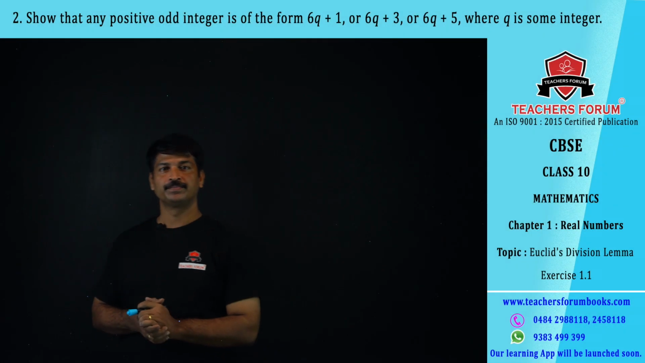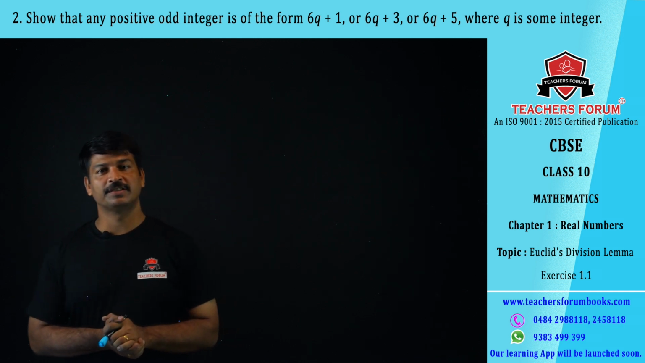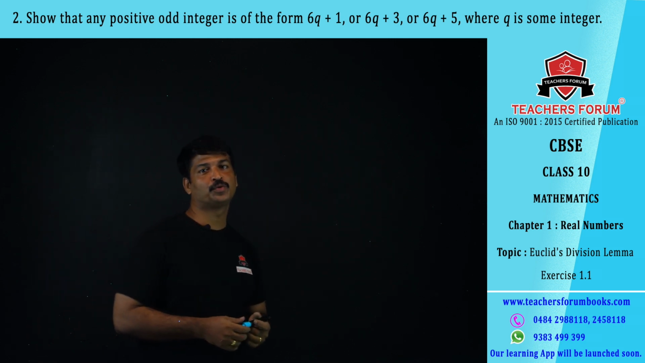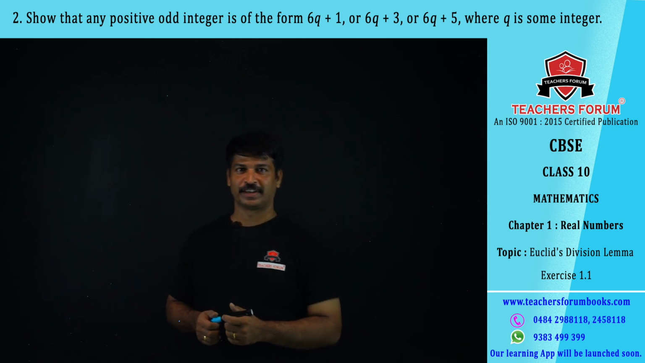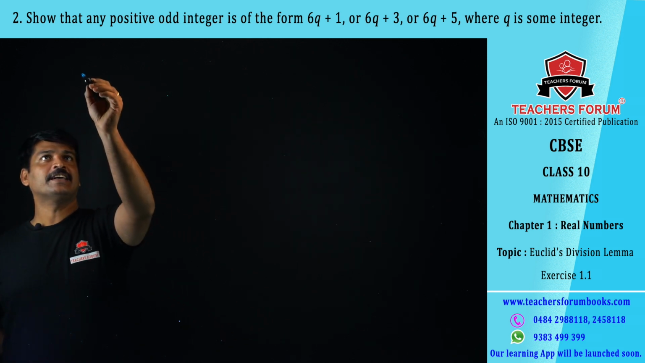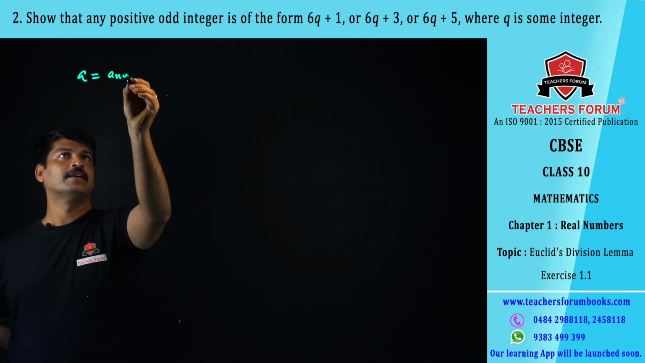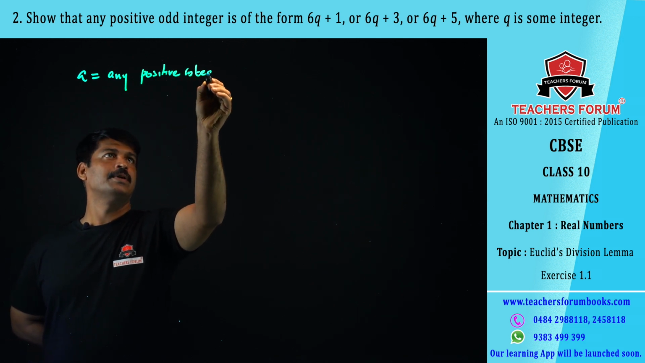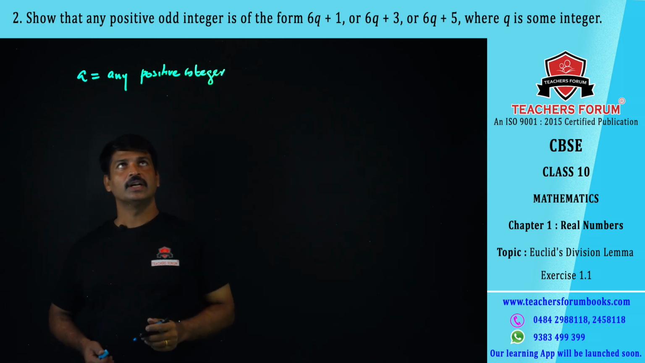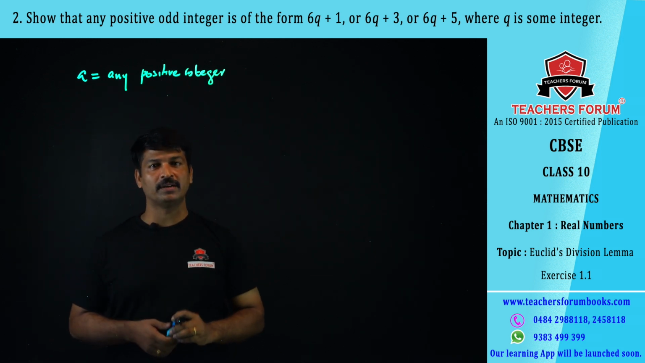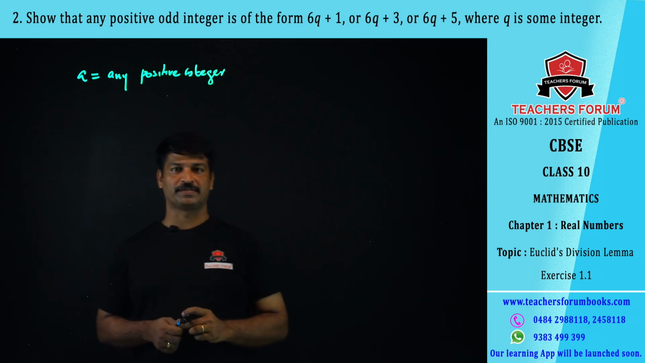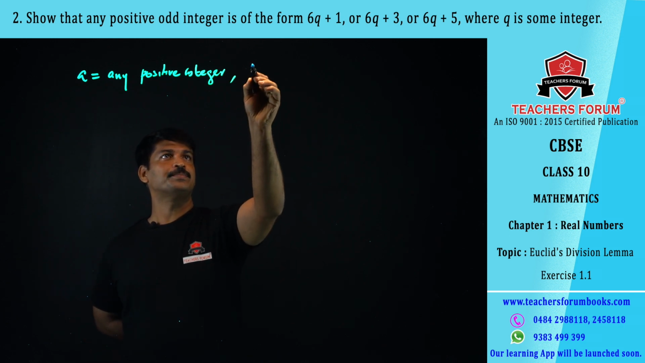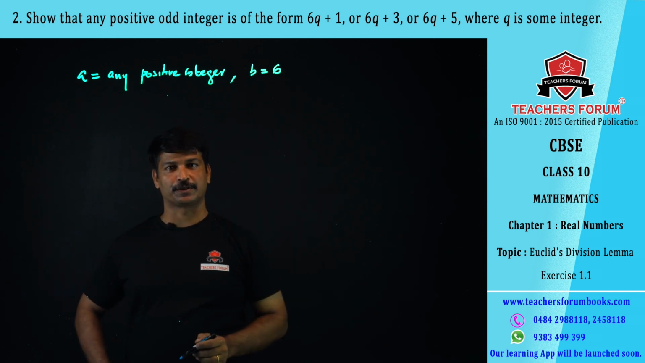Here we have to show that any positive odd integers are of the form 6q plus 1 or 6q plus 3 or 6q plus 5. Okay, so let us take a as any positive integer. Now it is of the form 6q plus 1 or 6q plus 3 or 6q plus 5, so it is of the form bq plus r. Now what is b here? Here b is 6.